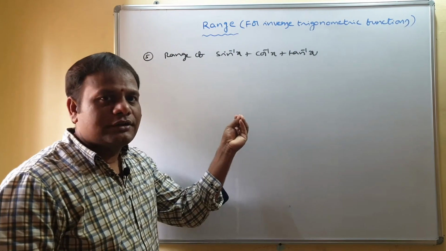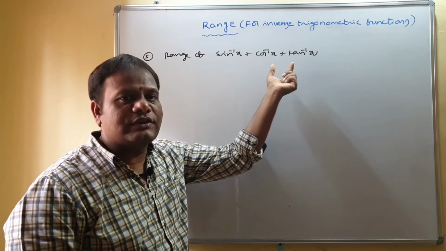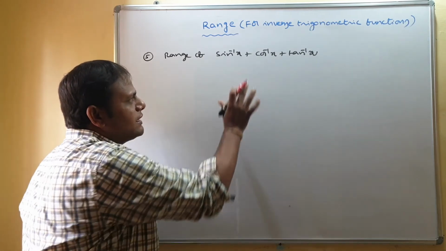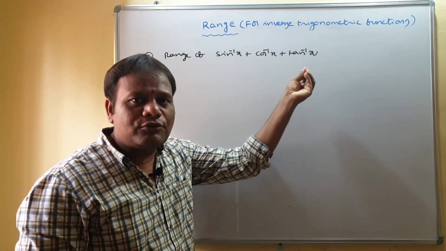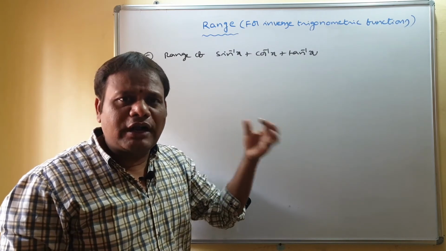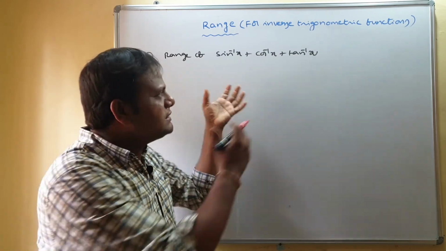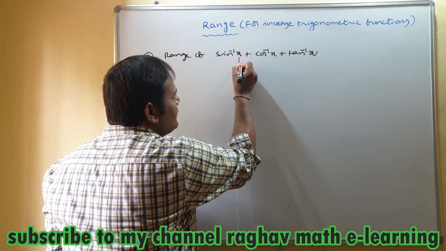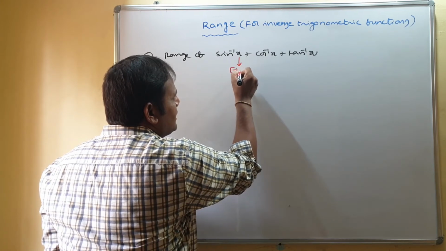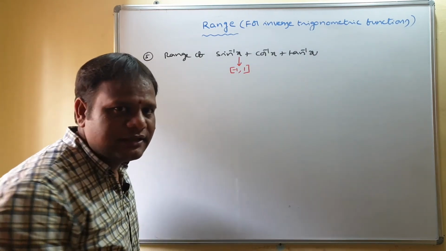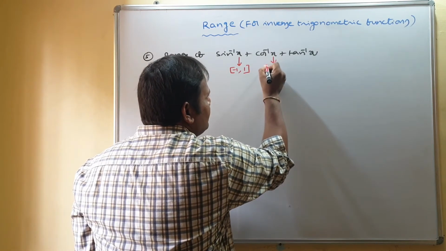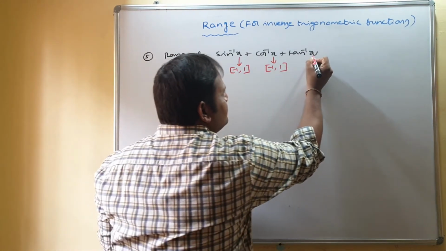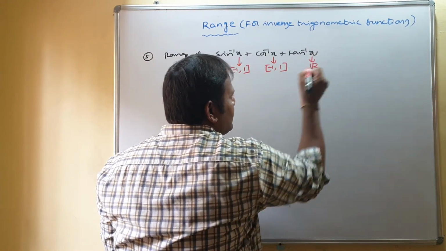See, coming to the fifth one, we have to find the range of sin inverse x plus cos inverse x plus tan inverse x. Okay. See here, to find the range of this function, first we think about the inputs of the function. What inputs we are giving to that function, based on that we can get the range. Is it? See, sin inverse x is defined when x belongs to closed minus 1 comma 1. Cos inverse x is defined when x belongs to closed minus 1 comma 1. Tan inverse x is defined for all real numbers.